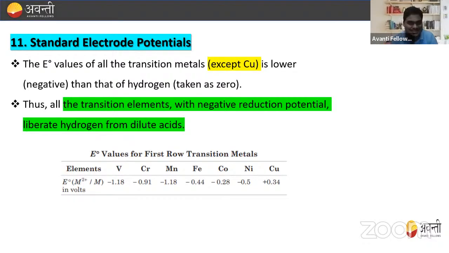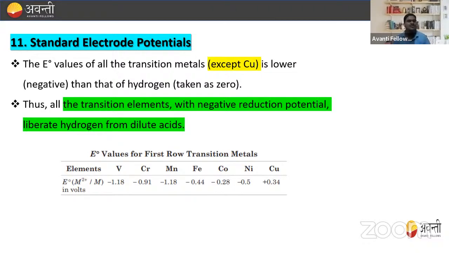So let's study the standard electrode potential. What is this standard electrode potential? Basically, the E0 values of all the transition metals except copper are lower, that is negative, than that of hydrogen, which is taken as 0. We already discussed this in the electrochemical series. Thus, all the transition elements with a negative reduction potential liberate hydrogen from dilute acid, right?